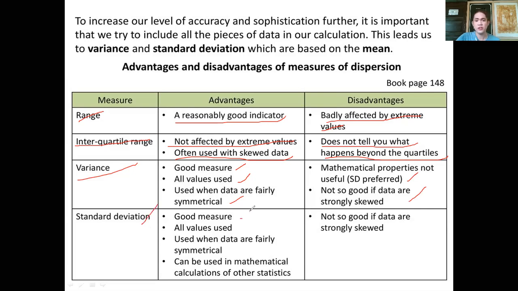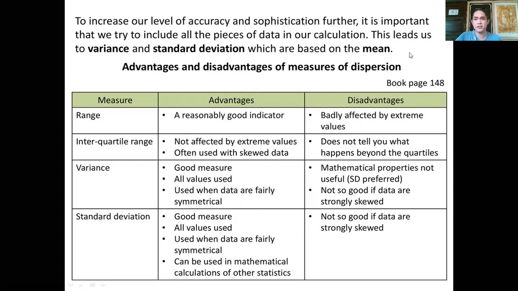For the standard deviation: good measure, all values used, very good, and used when data are fairly symmetrical, in short, normal distribution or normal curve. It can be used in mathematical calculations of other statistics. Yes, we use standard deviation to describe the dispersion, or how spread our data is in the graph or in the normal distribution. Of course, the disadvantage of using standard deviation is that it is not so good if the data are strongly skewed. In short, the measures of variability or dispersion will be affected when the skew is very strong. So maybe we'll have a separate discussion about how strong skewness is described. Okay, so I hope you'll be able to remember these advantages and disadvantages of using the measures of dispersion. Now let's proceed to the next.